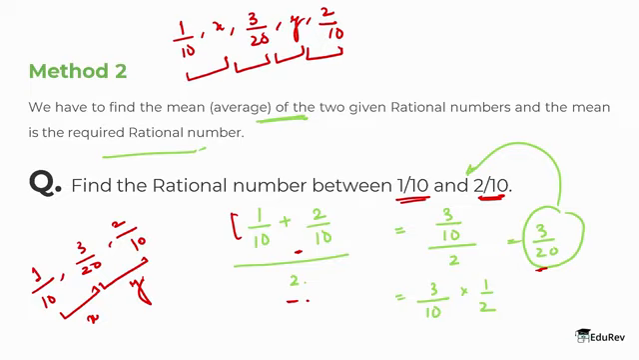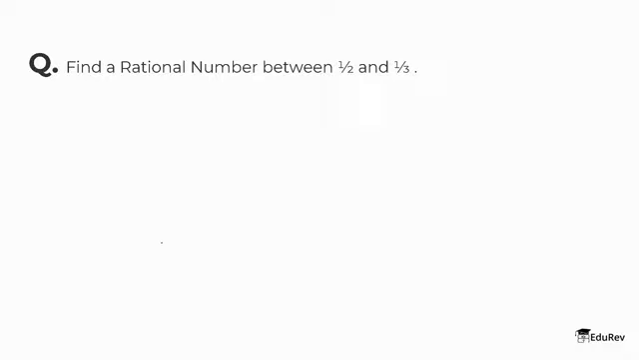So before departing, let's do one more question to understand the concept clearly. In this question they are asking that we need to find a rational number between half and 1 by 3. Now we know that there are two methods by which we can find rational numbers. But let's just take the average method and find a rational number between 1 by 2 and 1 by 3, because there is only one rational number we want between 1 by 2 and 1 by 3. So let's find their average and solve this question.